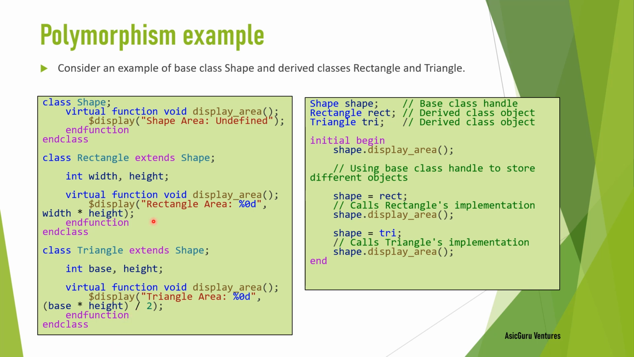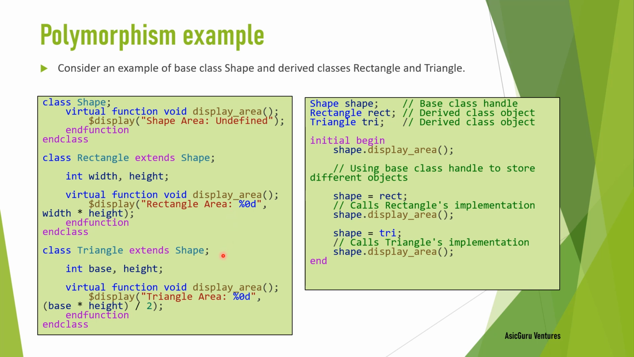So let's understand polymorphism with this simple example. Here we have a base class called shape and it defines a virtual function called display area. This function is just printing a default message indicating area is undefined. Now we are deriving a class rectangle from the shape and the rectangle class also overrides the display area function and it prints the area based on width and height.